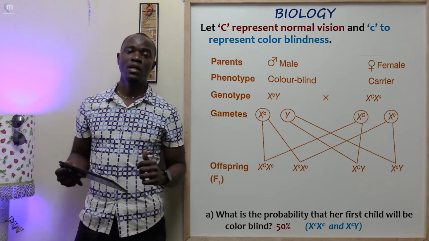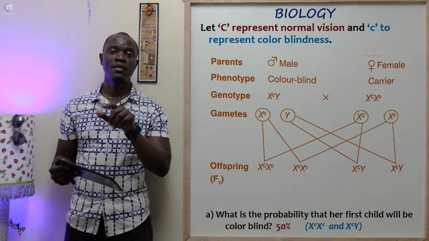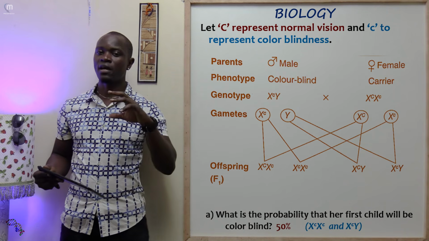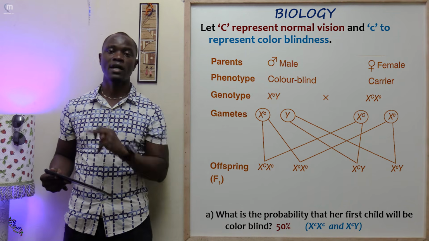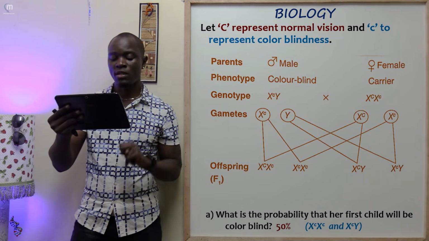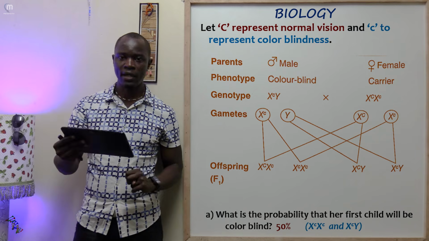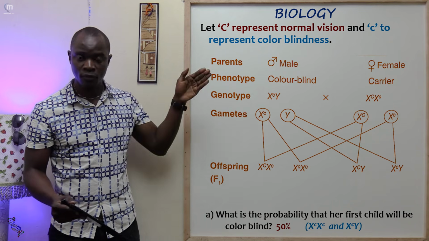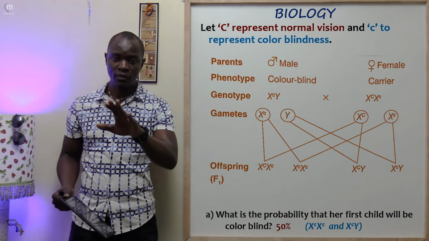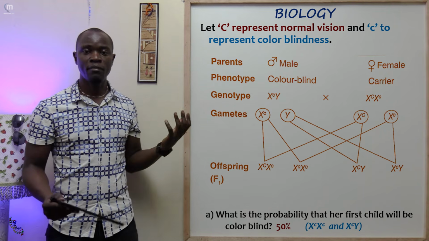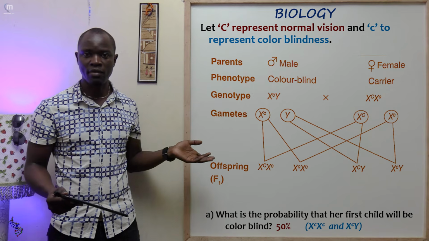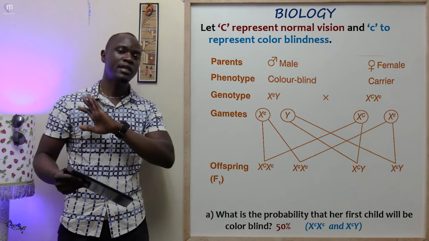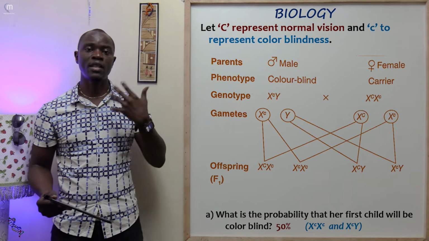The fourth scenario, we see that we have X small c and Y. Now this is a colorblind male. Now you see, it's either the male has the disorder or doesn't have it. So the question was asking, what is the probability that a first child will be colorblind? The probability that the child will be colorblind, remember these are chances, 1, 2, 3, 4. It doesn't mean that the first child will be a carrier female, the second child will be colorblind, the third child will be normal, the fourth child will be a male. No, it doesn't mean like that. These are chances in terms of mathematics.